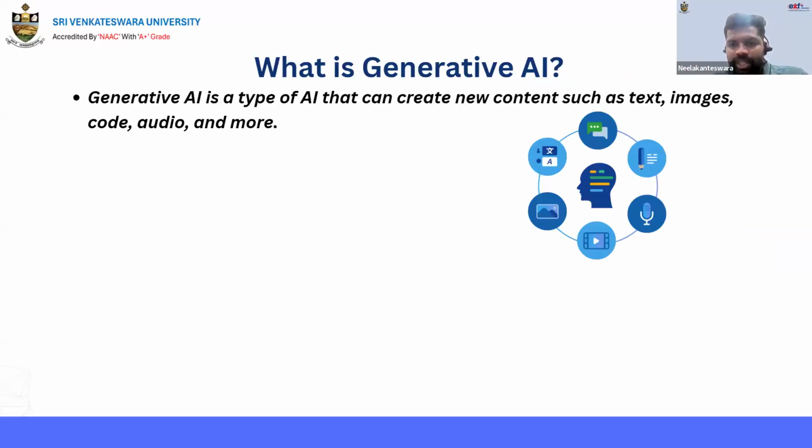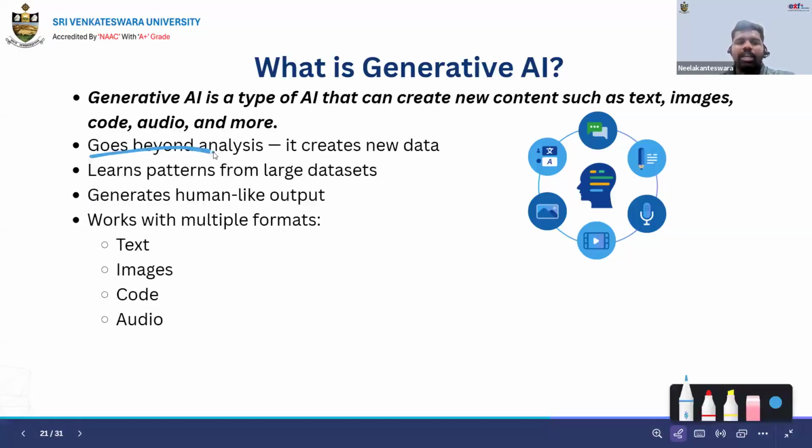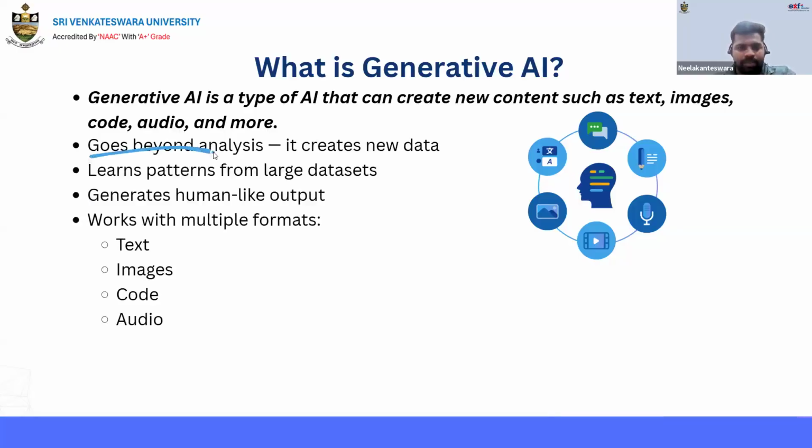But when it comes to generative AI, it is a part of AI only. But instead of analyzing things, it creates new content, in different forms like text, images, audio, and code, and even more. It goes beyond the analysis and creates new content. Here also it learns from the data only, so it also needs data.